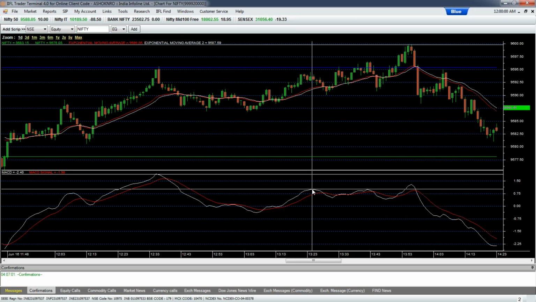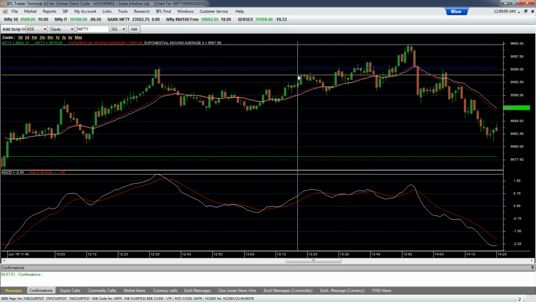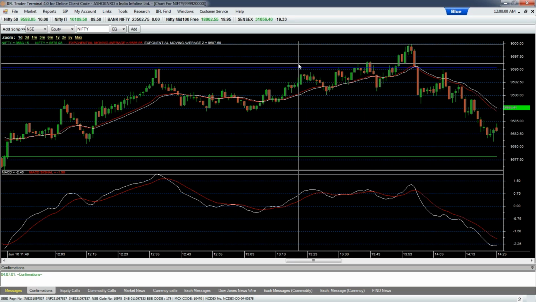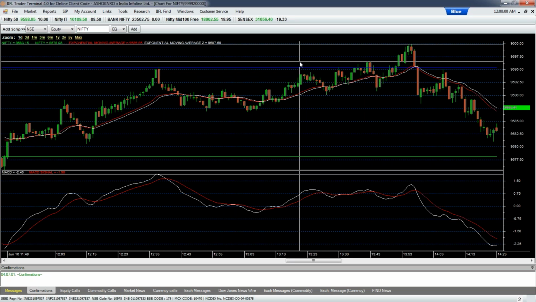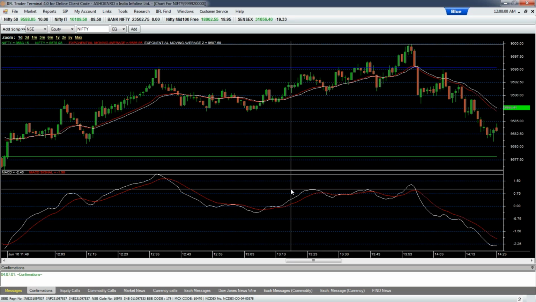So over here this made a high, and afterwards, yes, this high over here was much higher than this, right? This was around 92 and this was around 97, almost 5 points higher. And look at what MACD has done over here.